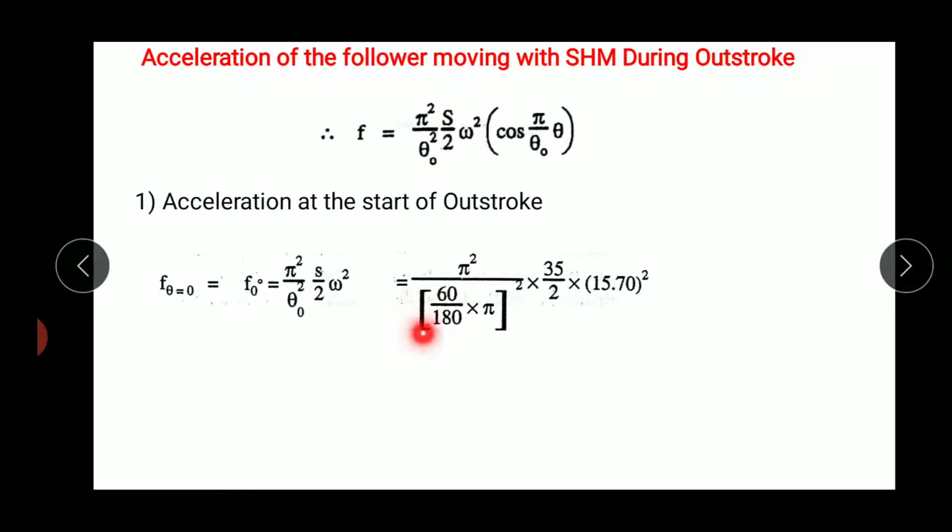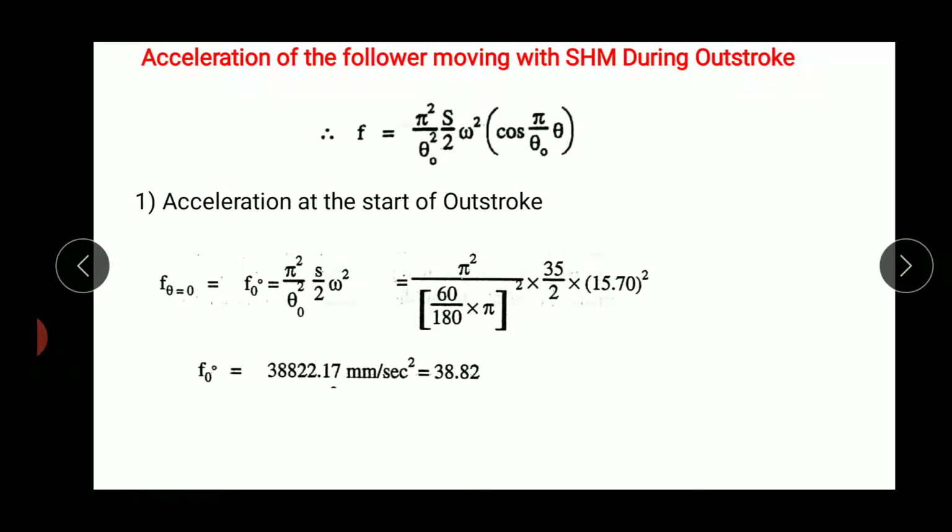So it is in degrees into pi by 180, that will become radians, bracket square. So pi square upon this term into s, which is 35 mm divided by 2, omega we had calculated as 15.70. Put all the values and you will get the answer in mm per second square, because the displacement of the follower is in mm. If you had already calculated it in meters, that is 0.035 meters, then you will come back at the direct value of 38.82 meter per second square. So in both ways you can do.